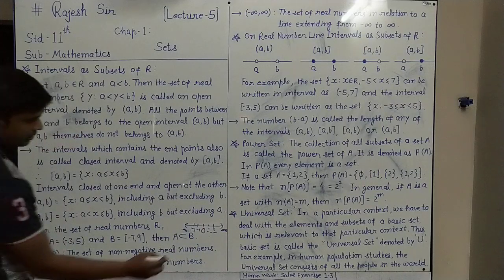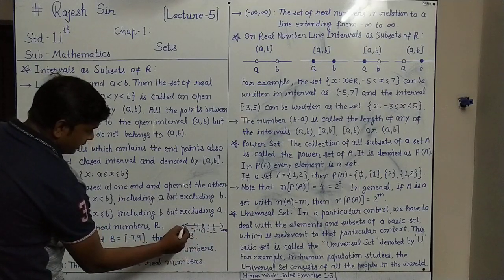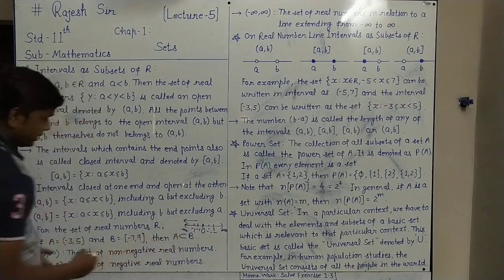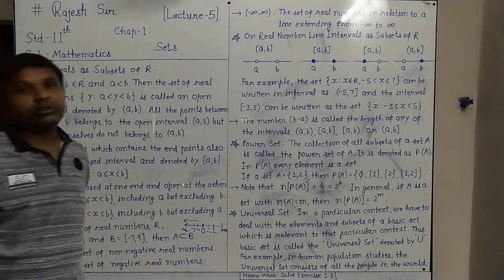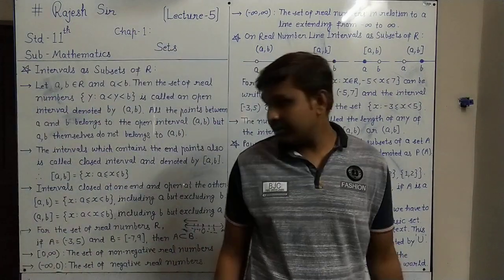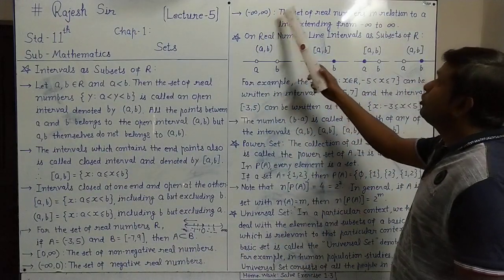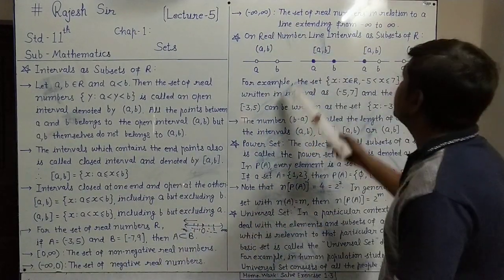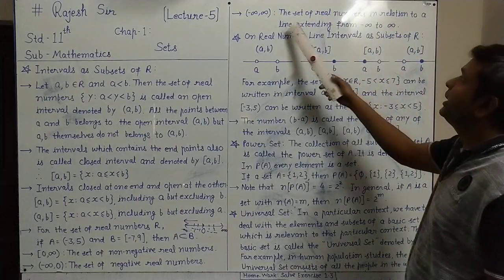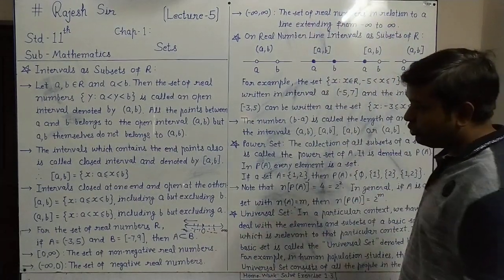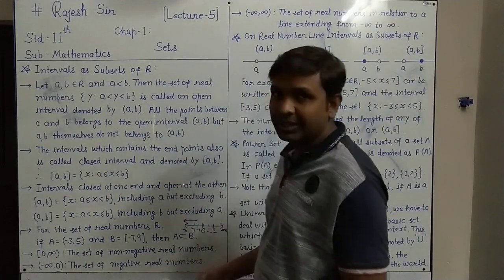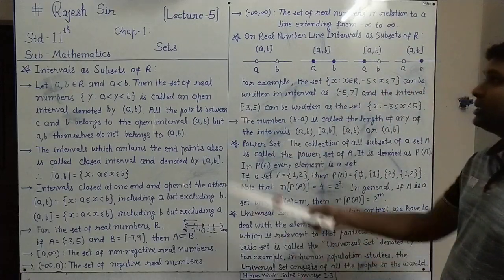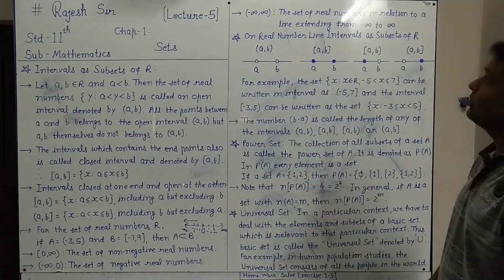And here the open interval minus infinity to 0 is less than 0, and on the minus infinity side all the numbers are negative, so it is called the set of negative real numbers. That's the set without 0, right? Similarly, minus infinity to plus infinity means all the real numbers come, the set of real numbers in relation to the line extending from minus infinity to plus infinity. So this way these intervals are showing some sets of real numbers. Intervals are subsets of real numbers.